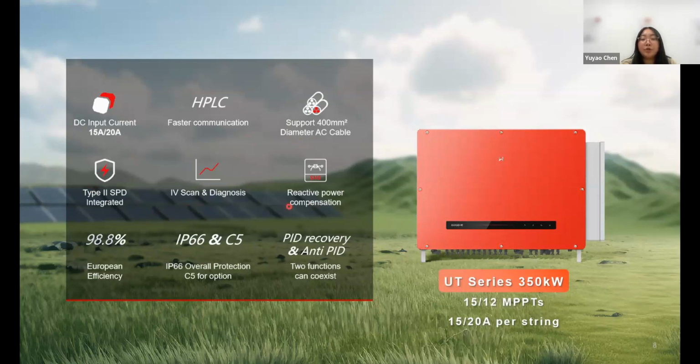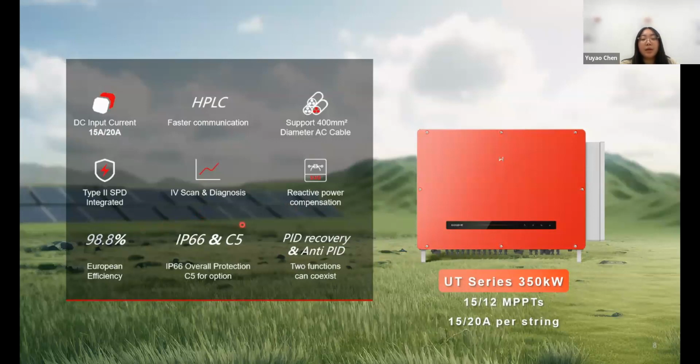Also, we can produce reactive power. During the daytime, we can receive commands from the SCADA system or PPC telling us how much reactive power we should generate, or we can do reactive power during the night. And then the UT series has a higher European efficiency, 98.8%. We also have a higher protection level: IP66, and also C5 corrosion level.